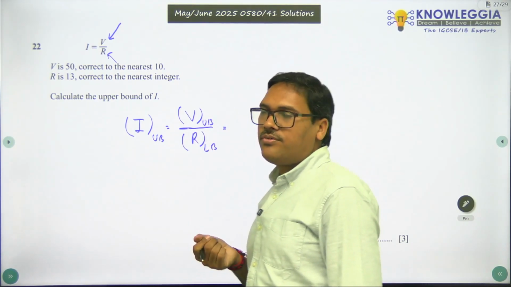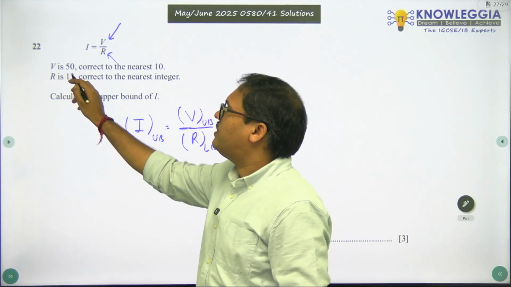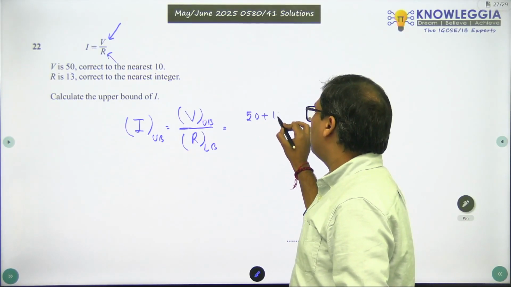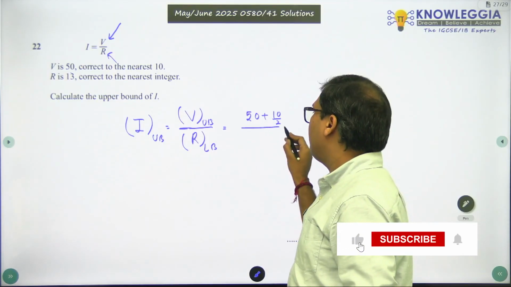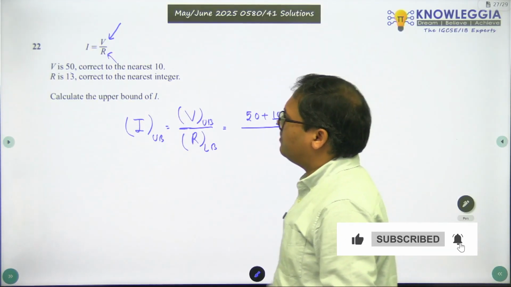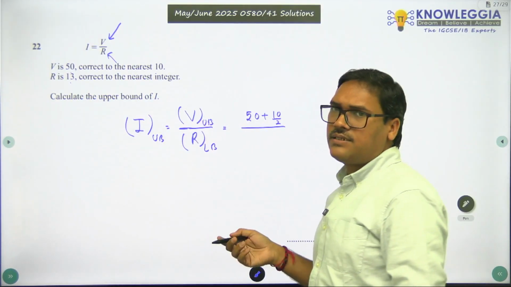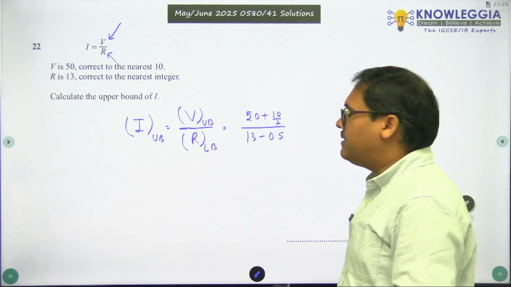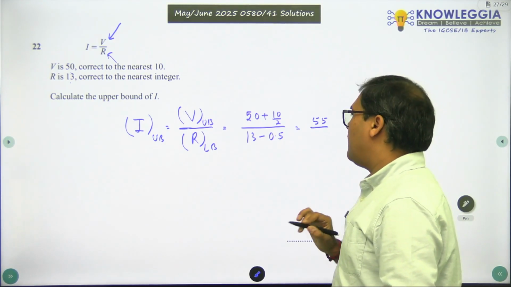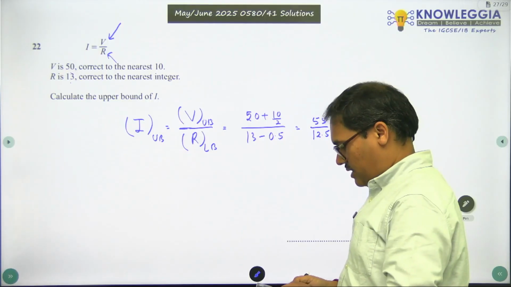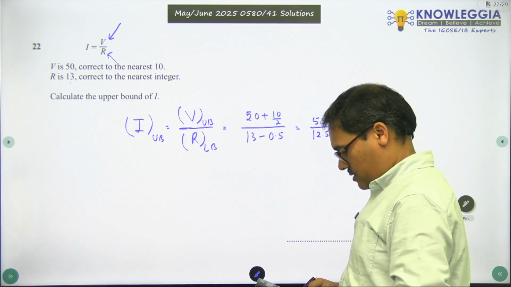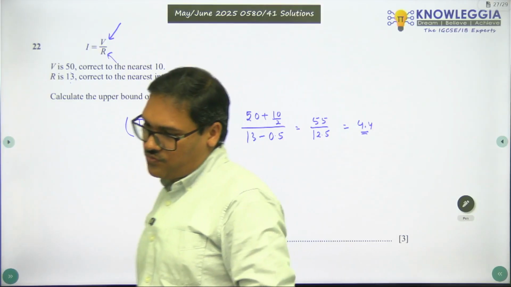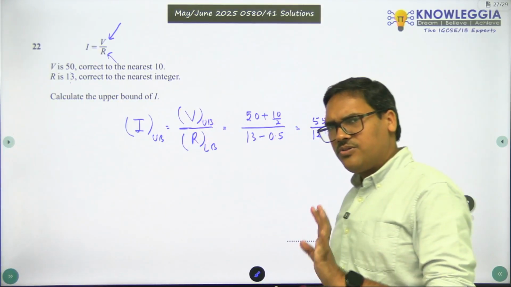Now what is the upper bound of V? V is 50 to the nearest 10. So this is 50 plus 10 upon 2, divided by the lower bound of R. R is correct to the nearest integer, so this is 13 minus 0.5. I hope this is clear. So basically this is 55 and this is 12.5. So what is the answer? This is 55 divided by 12.5, which is 4.4. So the upper bound of I is 4.4. That is the correct answer to this question. I hope this is also clear.